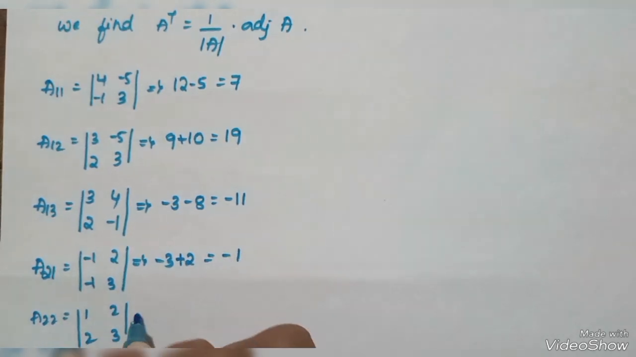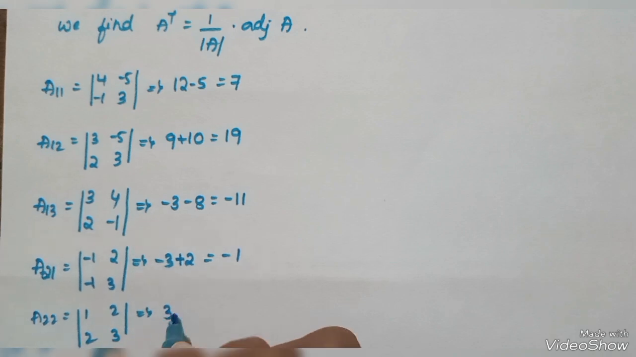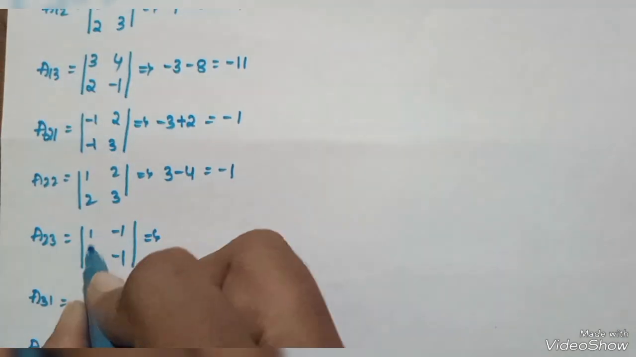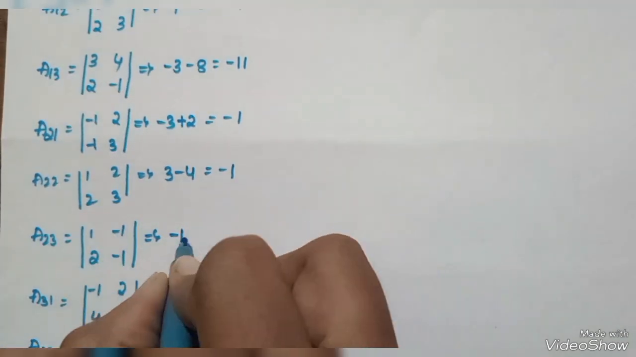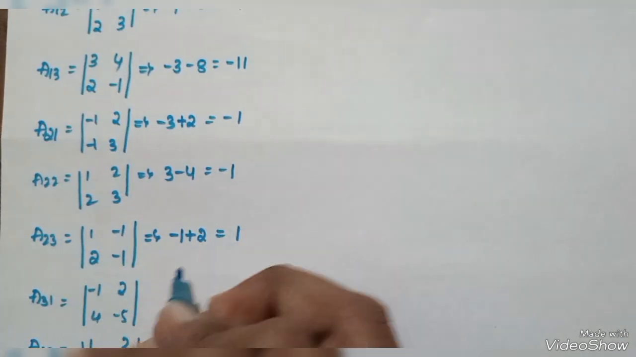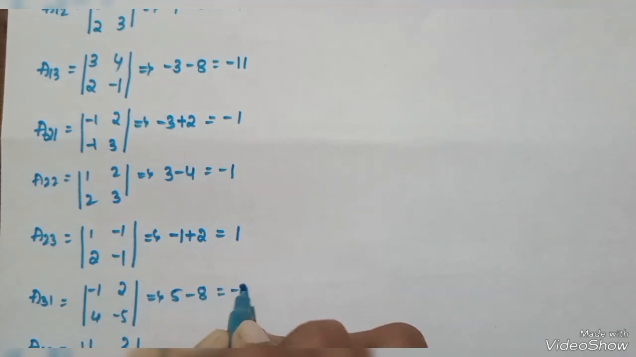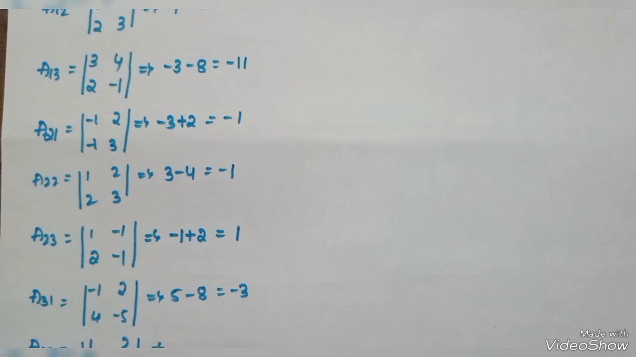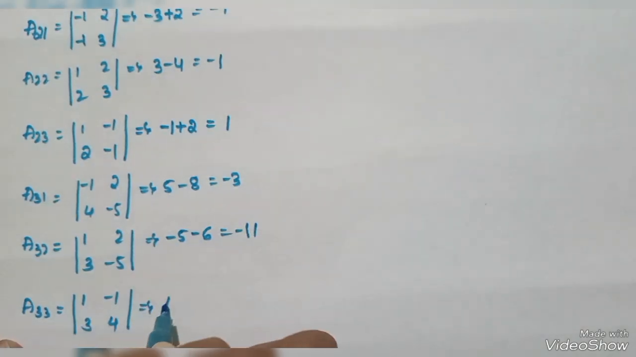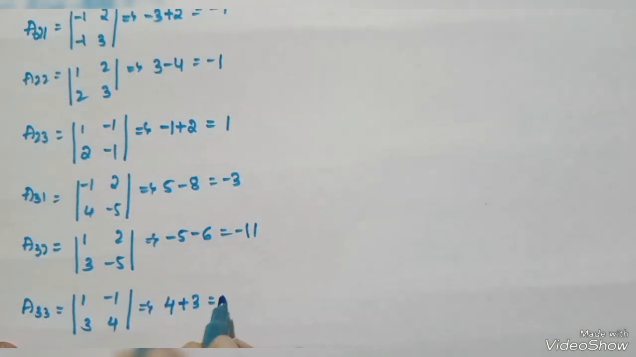It becomes minus 1. 1 3s are 3, 2 2s are 4, it becomes minus 1. Now 1 into minus 1, 2 into minus 1, it becomes 2, that is plus 1. Minus 1 into minus 5, 5 minus 8, it becomes minus 3. 1 into minus 5, minus 6, minus 11. Again 1 into 4, 4 plus 3, it becomes 7.